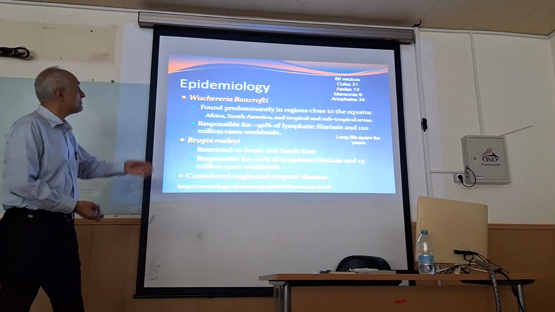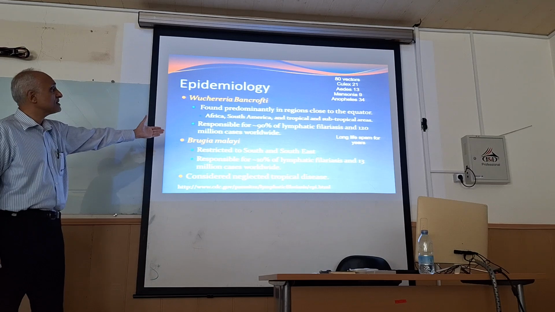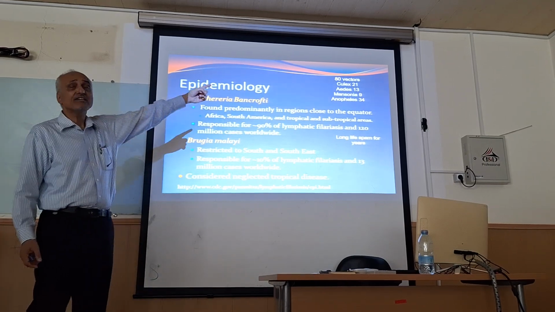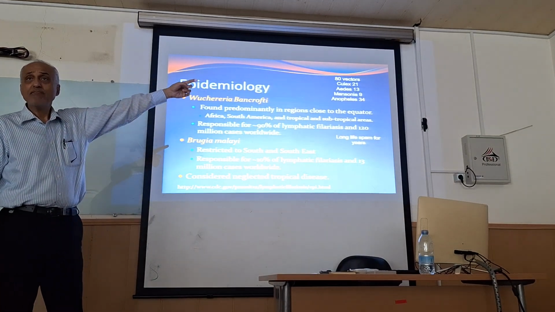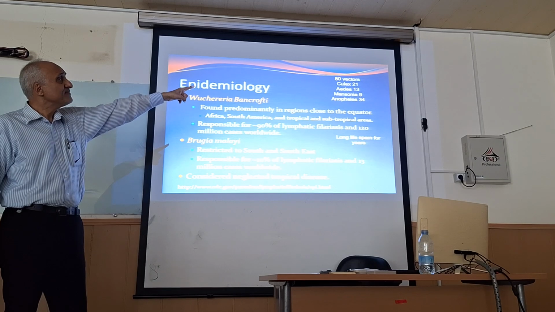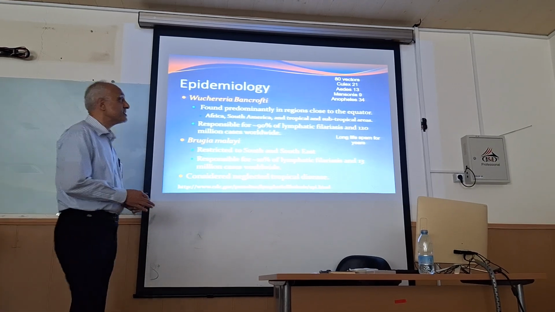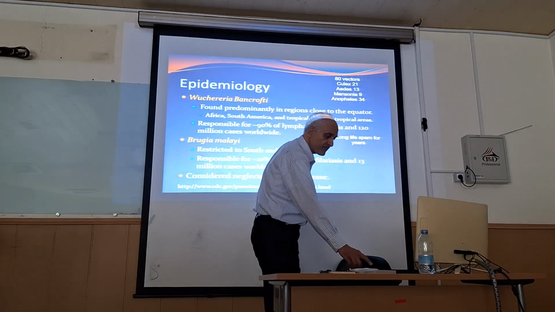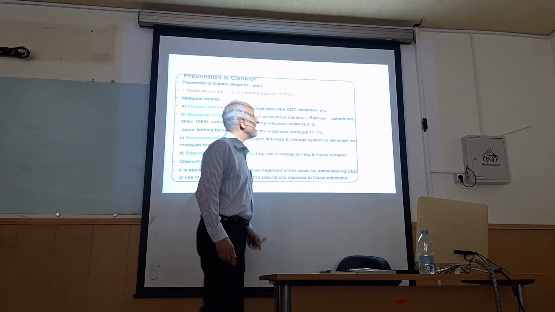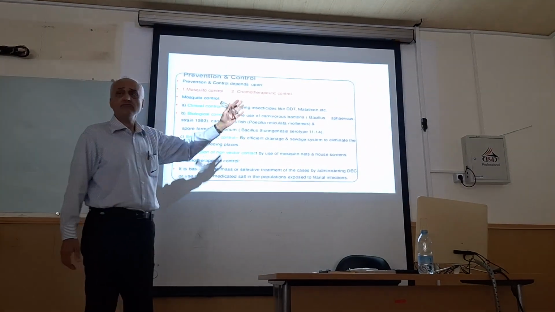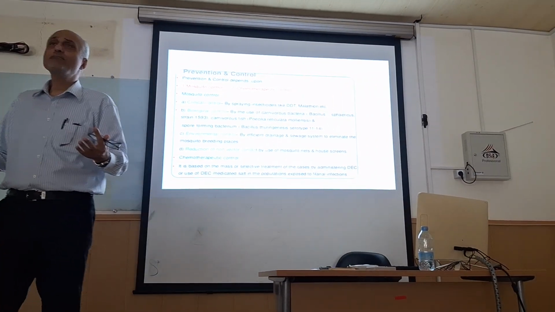Epidemiology, I told you about this, very important, but that's the upper right part. 80 vectors: Culex 21 species, Aedes 13, Mansonia 9, and Anopheles 34. This is very important. And prevention, it's very important.